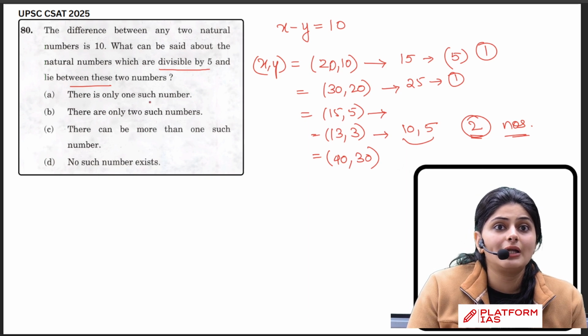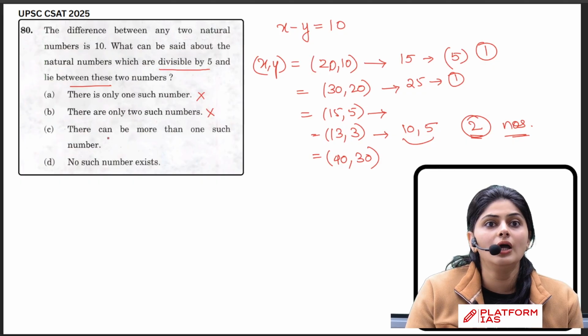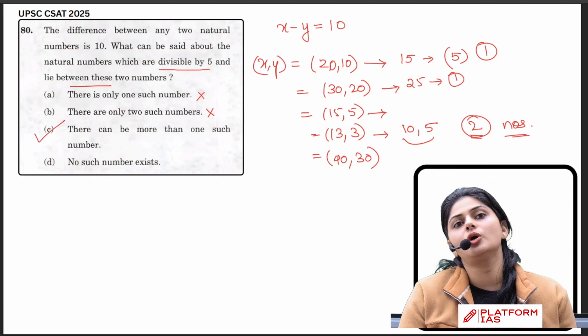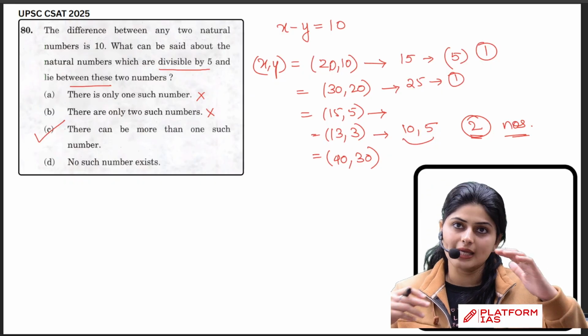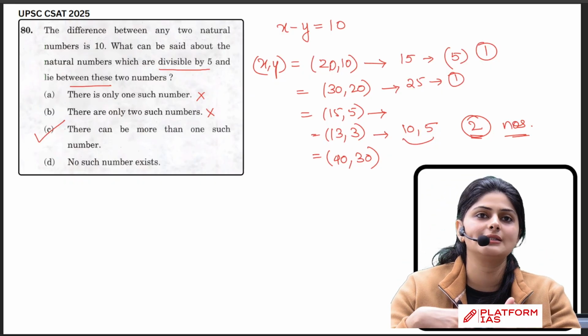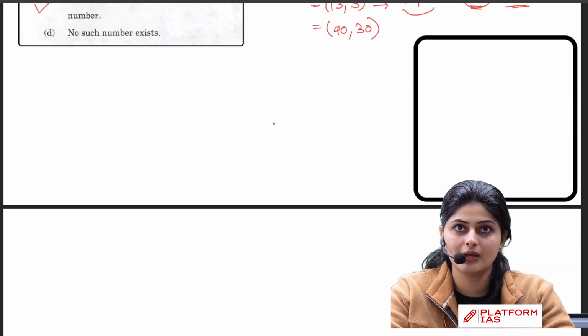So there is only one such number? No. There are only two such numbers? No. There can be more than one such number? Yes. So the answer will be option C, because there are chances when it is having only one such number, and there are chances when it is having more than one such number or two such numbers, right?